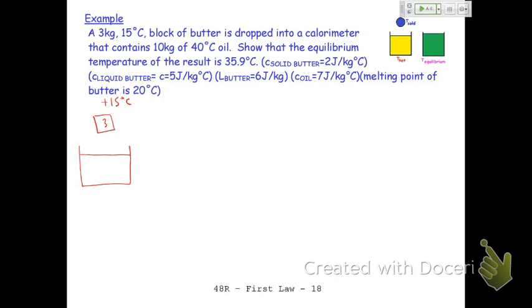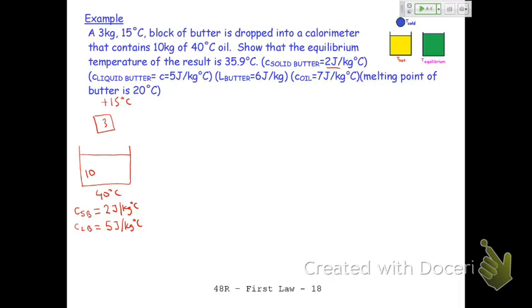That calorimeter has 10 kilograms, and it's 40 degrees C oil. Show that the equilibrium temperature results in 35.9. I say C for the solid butter is equal to, and I'm making this up, 2 joules per kilogram degree C. And I say the C for the liquid butter is equal to 5 joules per kilogram degree C.